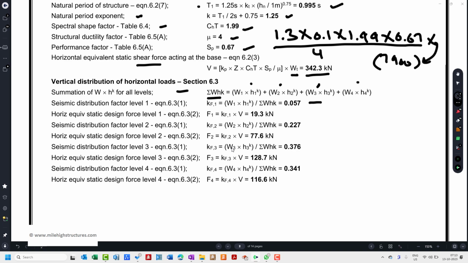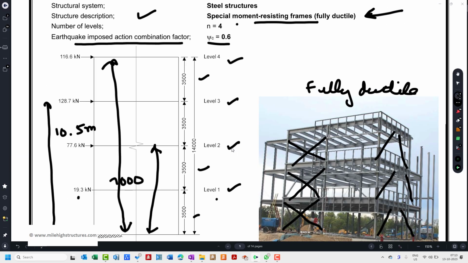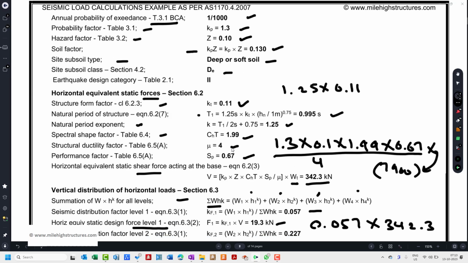Similarly, if we want to calculate the horizontal equivalent static force acting at level 1, then what we need to do is that we just need to multiply this with this. So 0.057 into 342.3. So this is the seismic force acting at level 1, that is 19.3 kilonewton. So this is the one that we have calculated here.